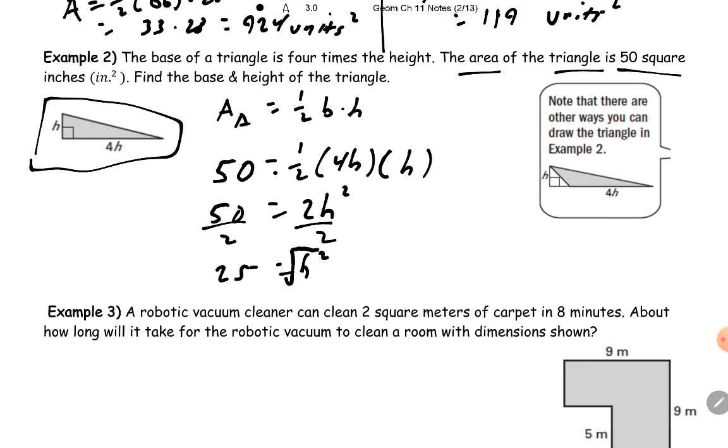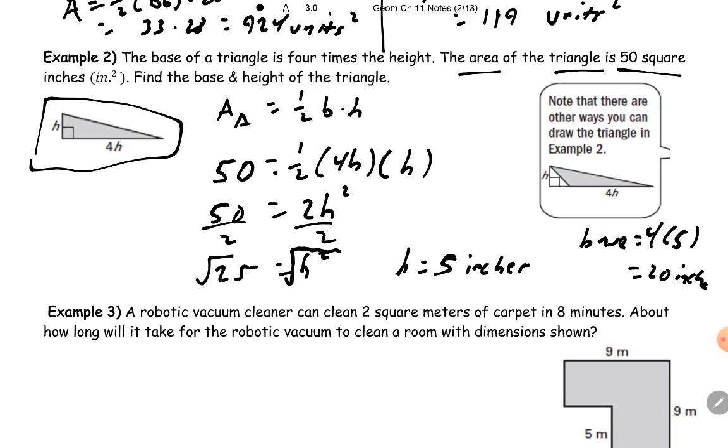And then to get rid of the squared, we take the square root of both sides to get h equals 5. So our height is 5, and let's go ahead and put inches. Our base is 4 times our height, which is 5, so 20 inches. And then if you're ever unsure, you can plug it back in the equation. 1/2 of 20 times 5 is indeed 50.